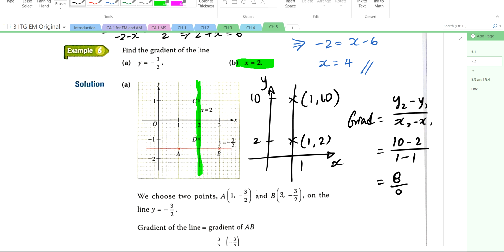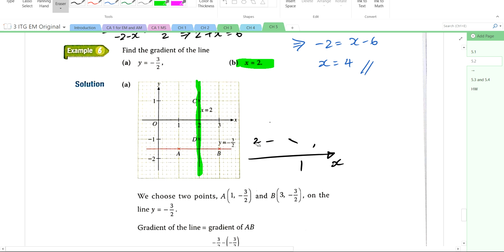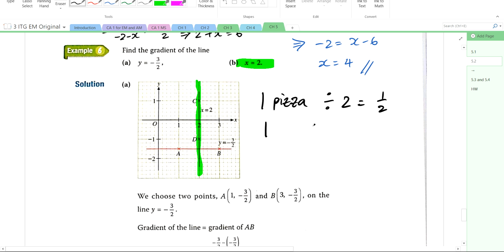No. Why is it that when you divide by 0, you get a big number? Why must that be so? Let's assume you have one pizza. Okay, you divide it by 2. What do you have left? Half. 1 divided by 1, what do you get? 1 divided by half. 1 divided by 1 over 100.